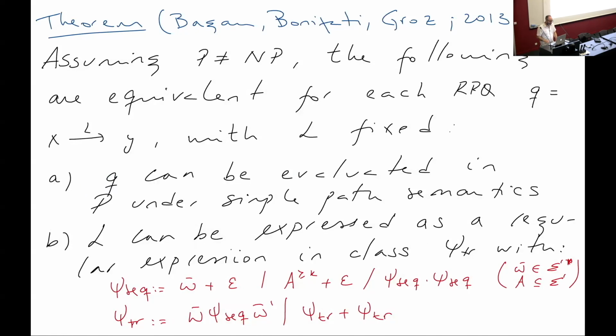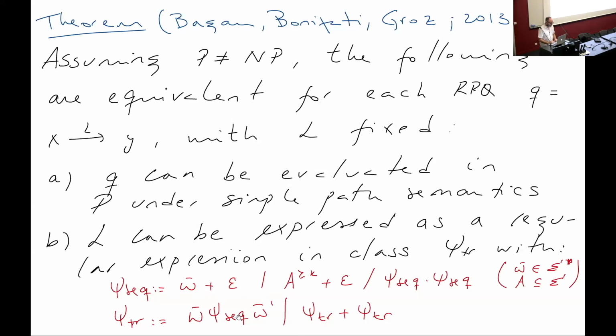And in fact, there is a beautiful characterization of for which regular expressions this problem can be solved in polynomial time or is NP-complete. So assuming that P is different from NP, the following are equivalent for each regular path query Q with L fixed. Q can be evaluated in polynomial time under the simple path semantics, and L can be expressed as a regular expression in this class. Let's call it phi sub TR. Where is this phi sub TR?